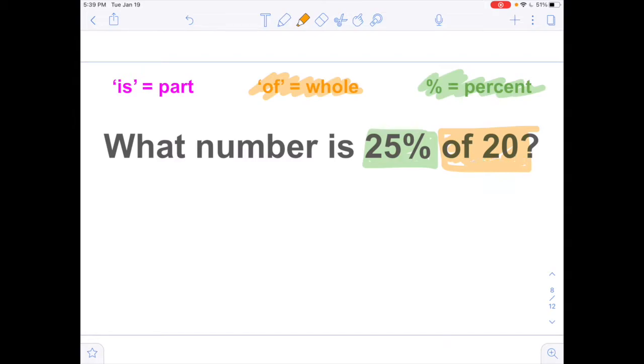So take a look at what is really different. The part that's still left says what number is. So all of this goes together, but the difference is I don't know the number. It does not tell me a number. Instead, it uses the word what. The word what is a question mark. That's what we have to solve for. We have to solve for the part because it doesn't give us a number to go with the word is.